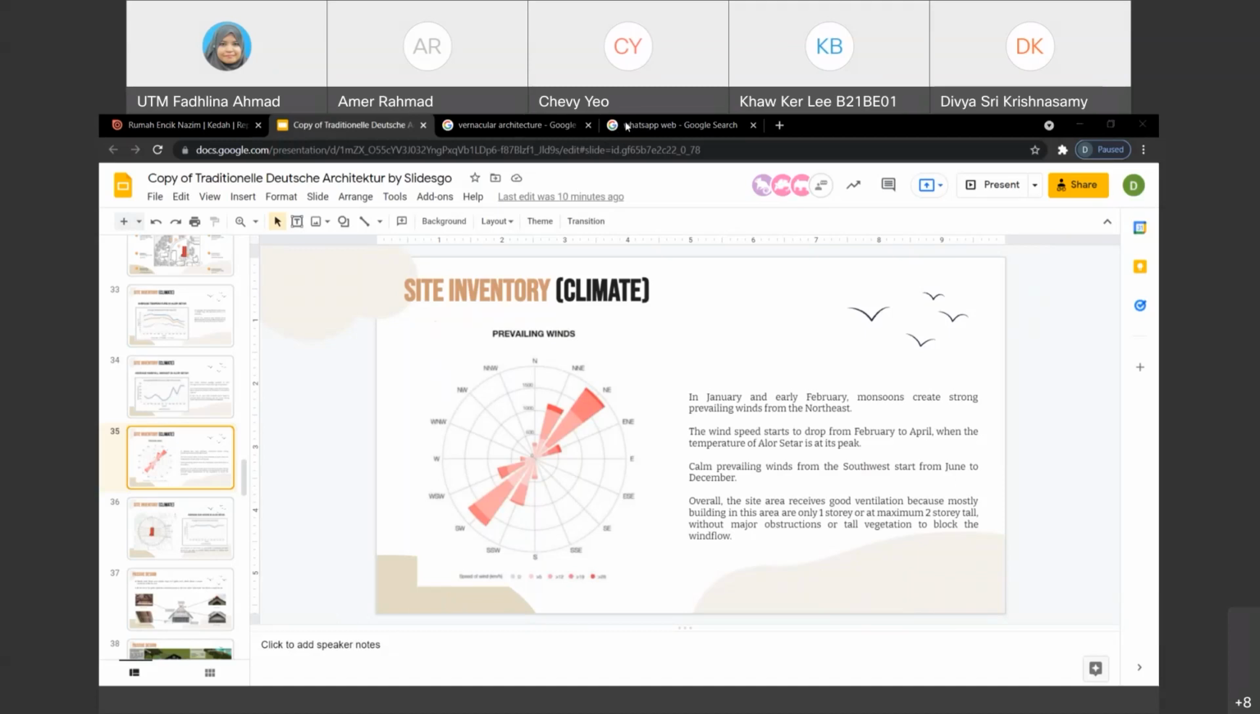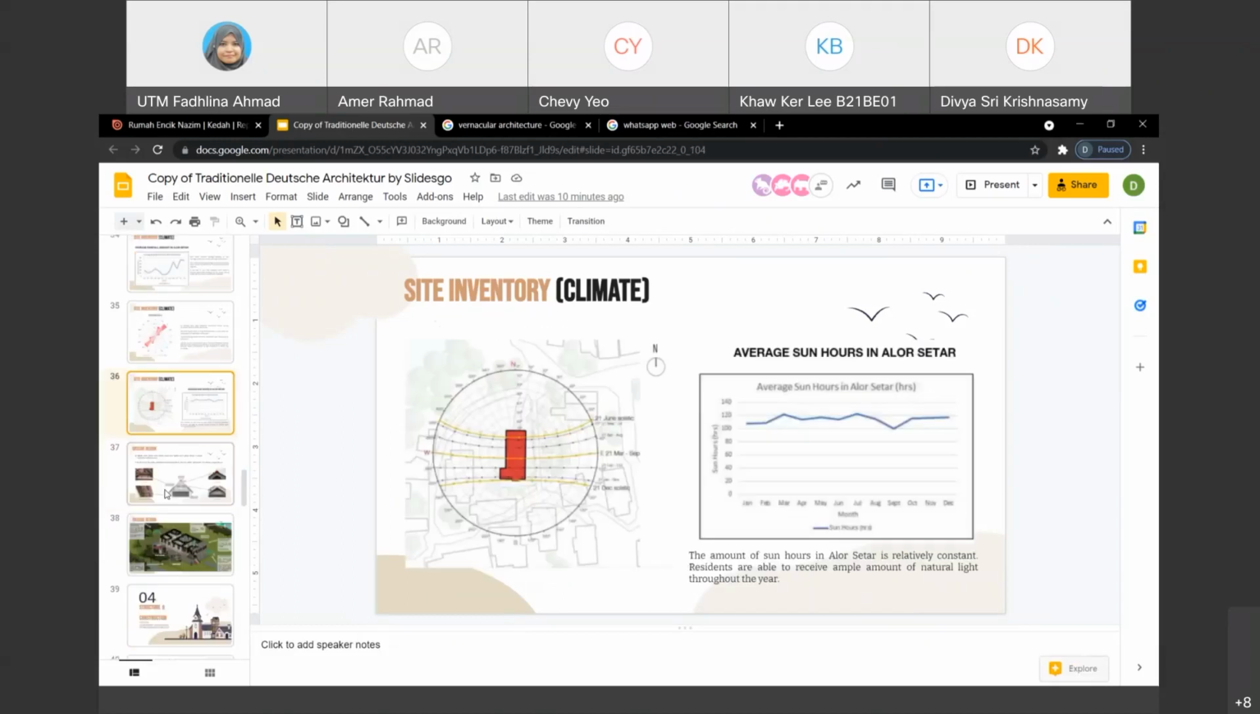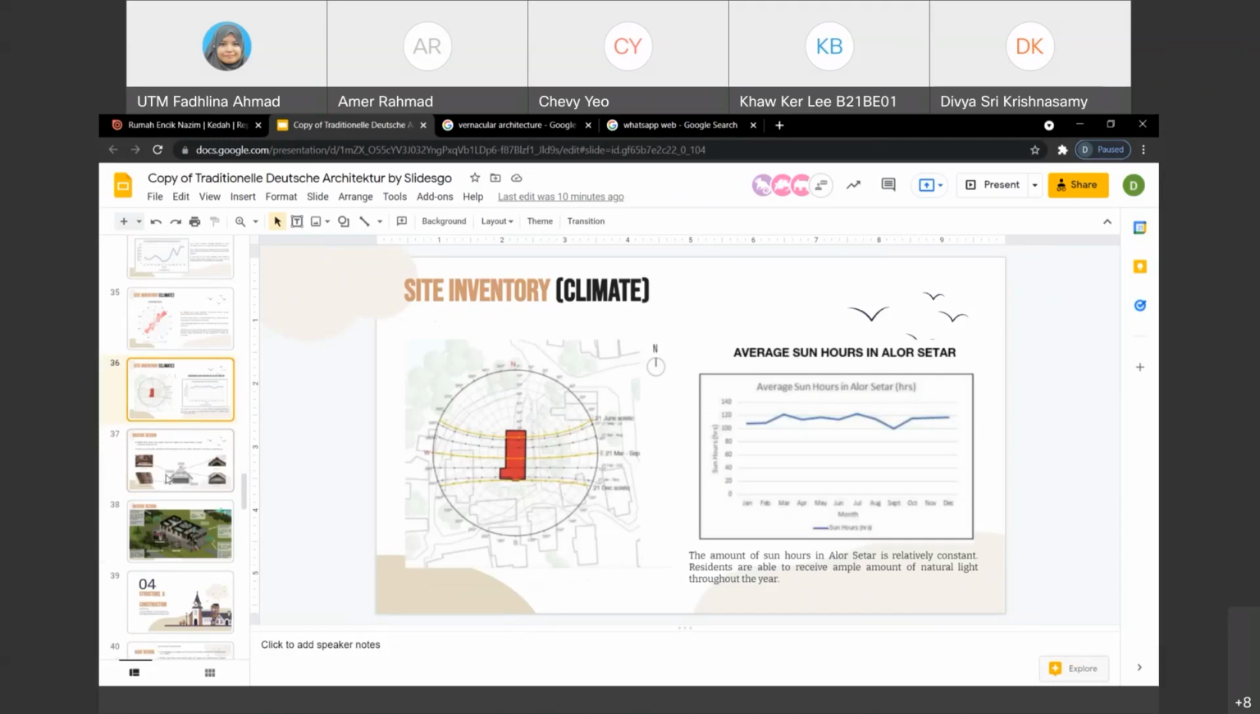Okay, Doctor. So here are the prevailing winds, coming from the northeast and southwest. The peak prevailing wind comes from the northeast and southwest. Next slide, please. And here is also the sun path. The orientation of the building, the most openings are facing the path of the sun.